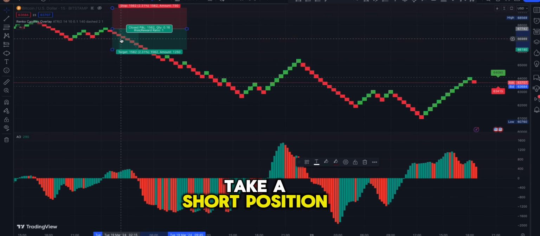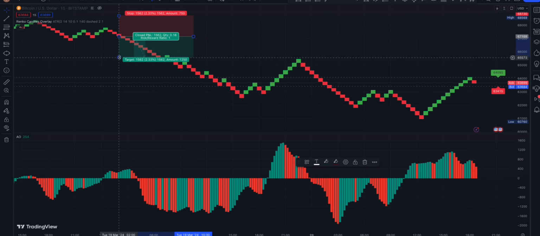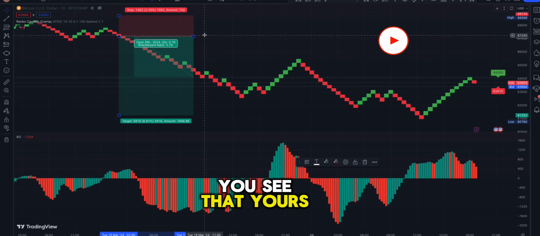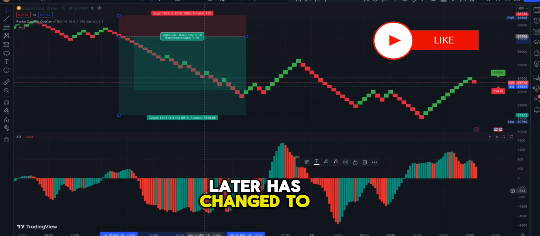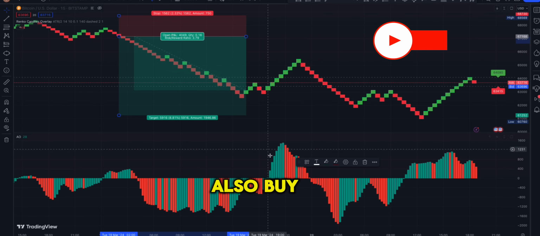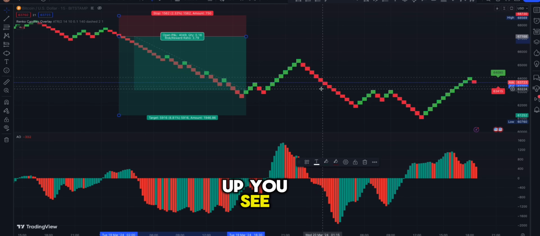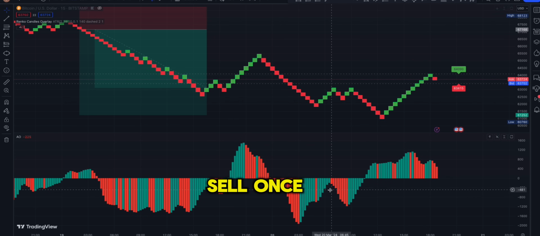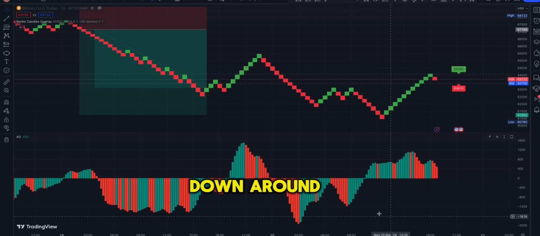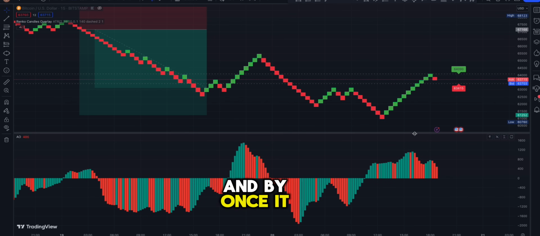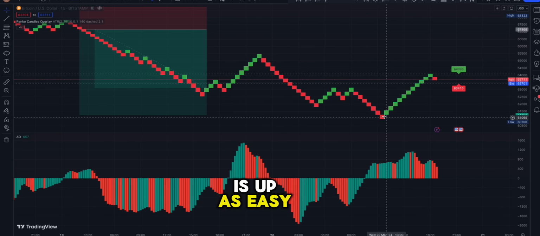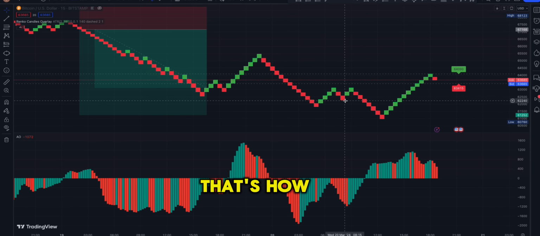You take a short position around the side immediately you see that your oscillator has changed to down also. Buy once it's up, you see, sell once it is down around here, you see, and buy once it is up. As easy as it is, that's how it works on the strategy.